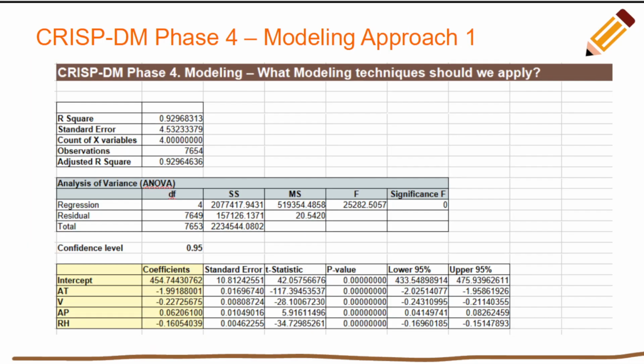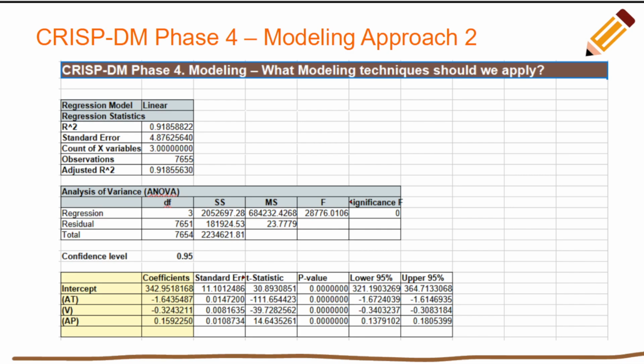In phase 4, we will build multivariate linear regression model using training data and calculate coefficients of the input variables. These coefficients are necessary to validate the model using the test data. We will follow two different approaches. In the first approach, we will consider all 4 input variables or features and build the model. In the second approach, we will drop the input variable relative humidity with least absolute correlation, and we will use remaining 3 input features to build the model.